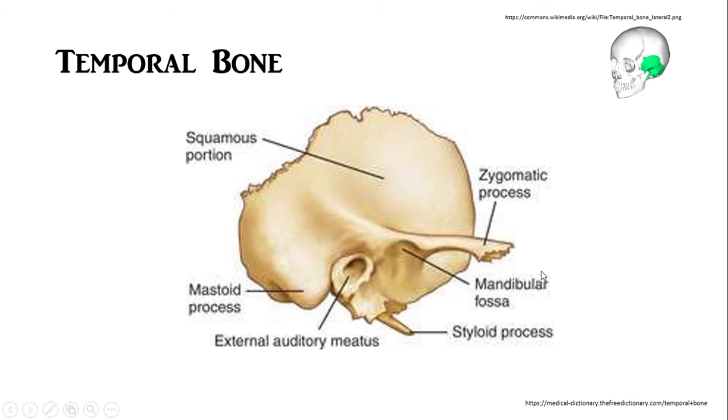Next we have the temporal bone, which is on each lateral side of the skull. We have a squamous portion here, the zygomatic process, where it attaches to the zygomatic bone, the mandibular fossa, where the mandible comes up and attaches there. The styloid process is that pointy feature there. The external auditory meatus is here, and that's otherwise known as your ear canal. And then finally here we have the mastoid process.